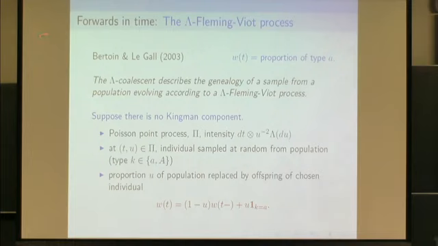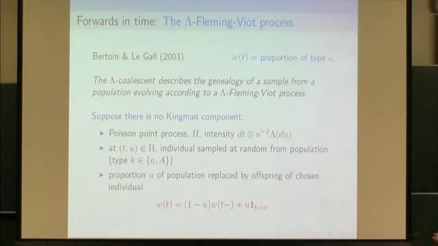And I'm just going to show you a very, very special form of it, because that's what I need for what follows. So again, I'm going to suppose I only have 2 types in my population, little a and capital A, and I'm going to write W of t for the proportion of type little a individuals. And the lambda coalescent that we just saw describes the genealogy of a sample from a population that evolves according to this process, and I'm going to suppose there's no Kingman component. So that just means that that finite measure lambda has no atom on the origin.